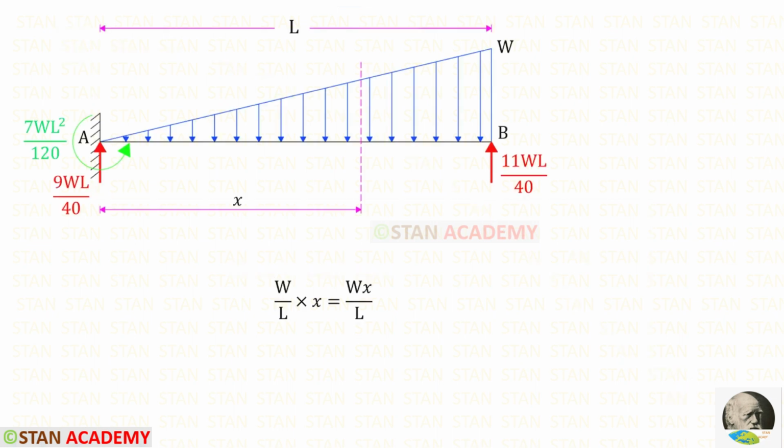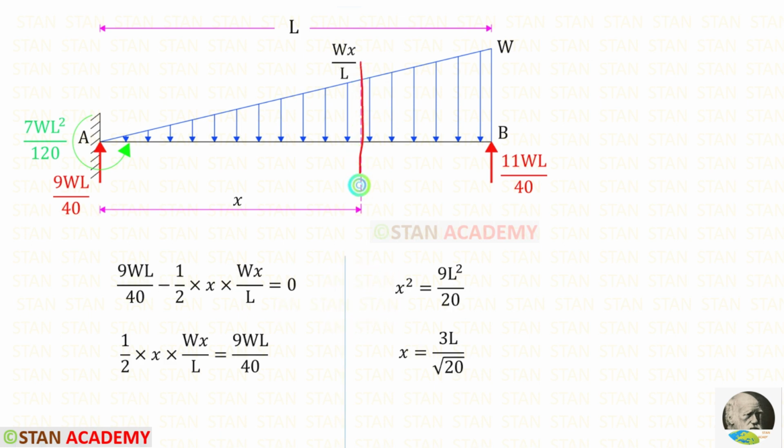I have made a section at a distance of x from the point A. We have to find this height. For the distance of L, the height is W. So for L, it is W. But I need the height at the distance of x, so we have to multiply with the x. In this way, we will get this height as Wx upon L.